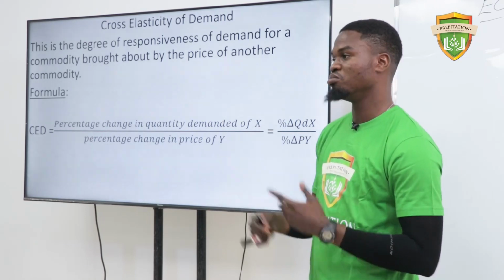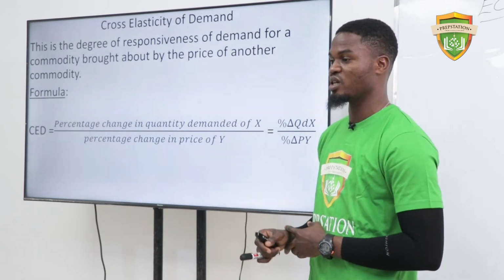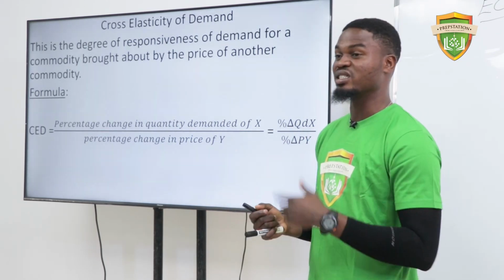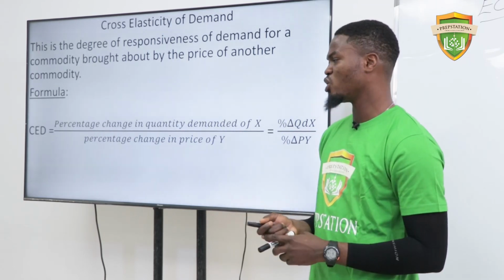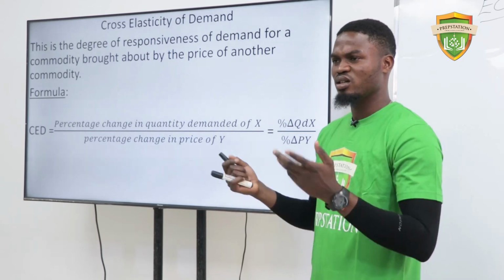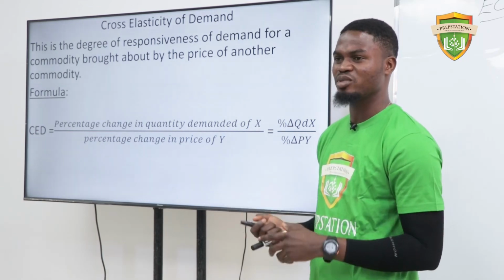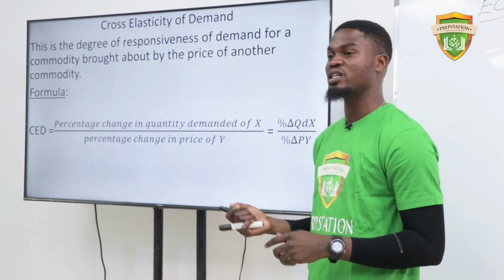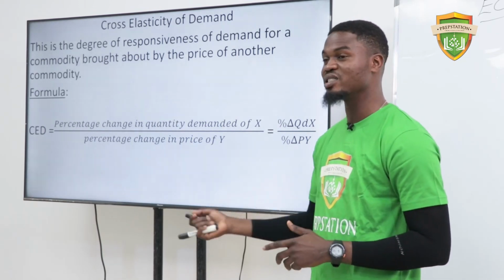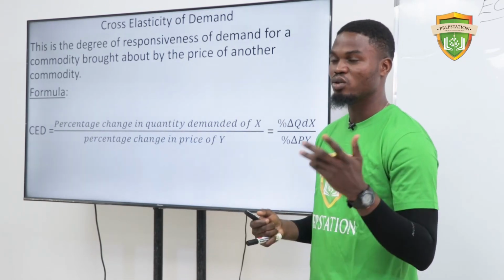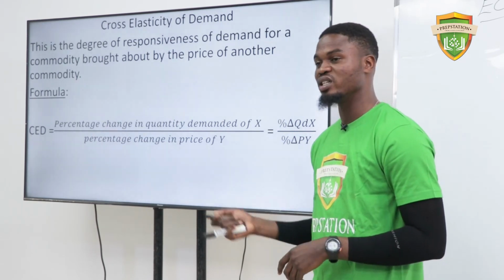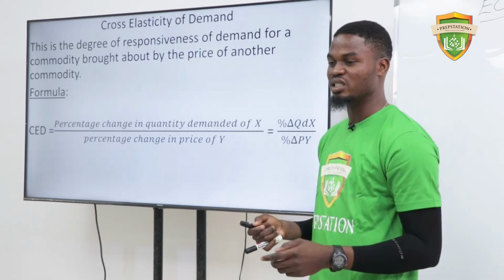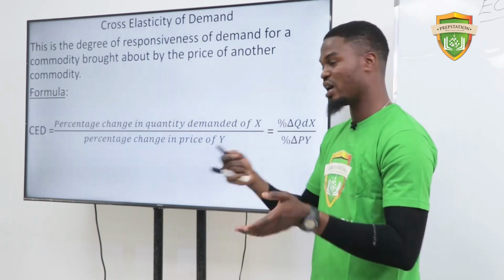So, for example, you have your Milo and Bonvita. Say, for example, you are a lover of Milo and the price of Milo just increases. Because your level of income did not change, you can decide to consider Bonvita, since they are both beverages and they can perform the same function. So why don't I switch? As a rational consumer, I can decide to switch to Bonvita, which means that the quantity demanded for Milo will reduce, which will in turn increase the quantity demanded for Bonvita. As one is increasing, the other is decreasing, and vice versa.